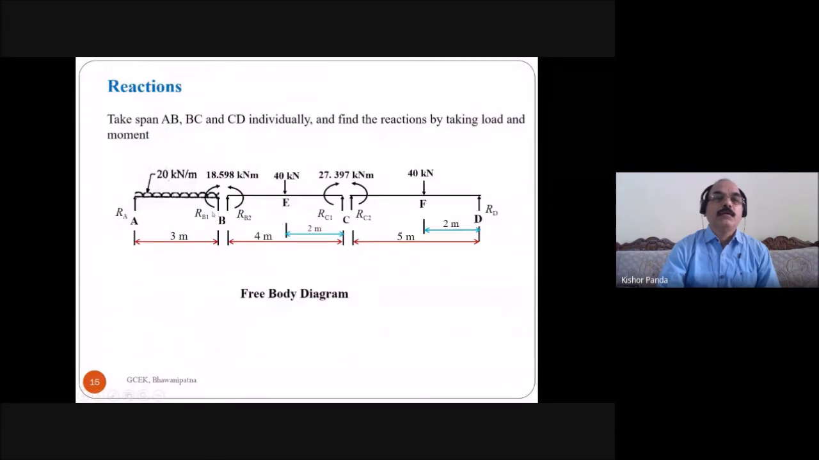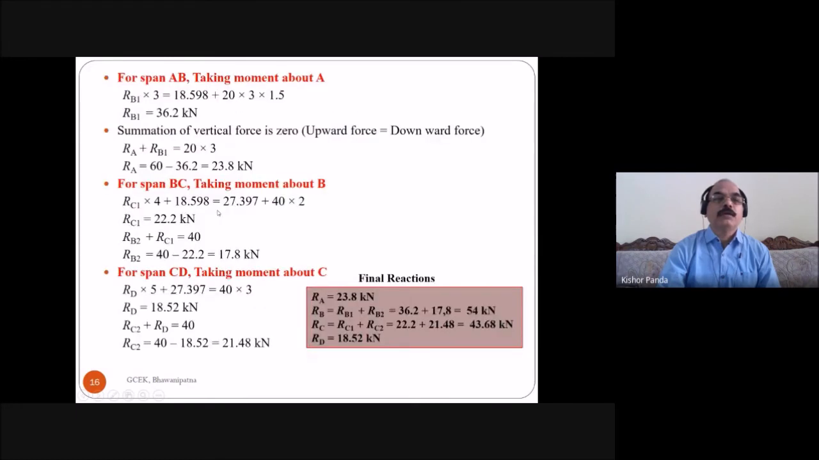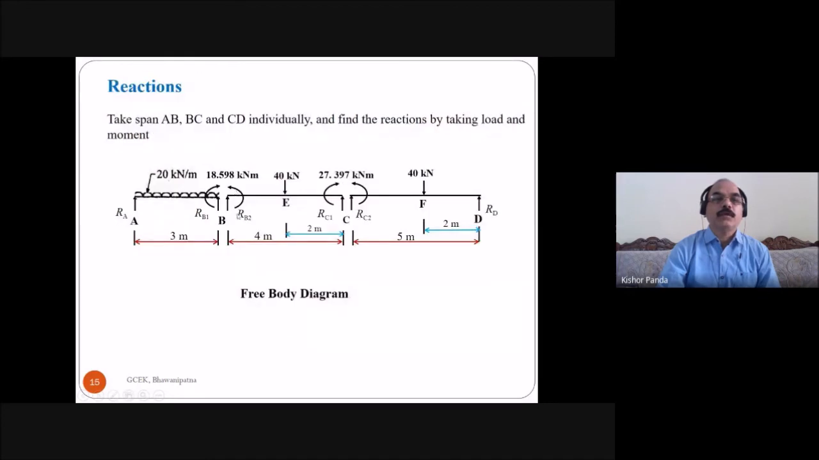Then you will find out RA by taking the sum of the vertical forces equal to 0. That is, the upward force is equal to the downward force. What is the upward force here? RA plus RB1. And what is the downward force here? 20 into 3. RA plus RB1 is equal to 20 into 3. Then we will find RA is equal to 60 minus 36.2, which is equal to 23.8 kilonewton.